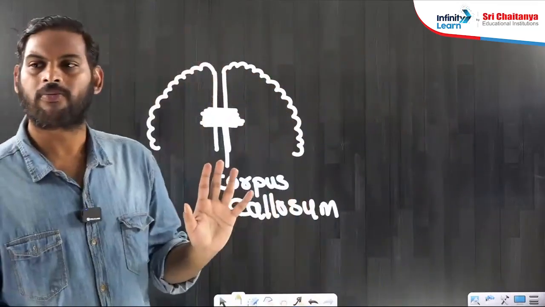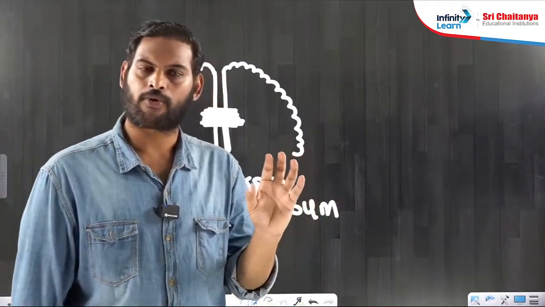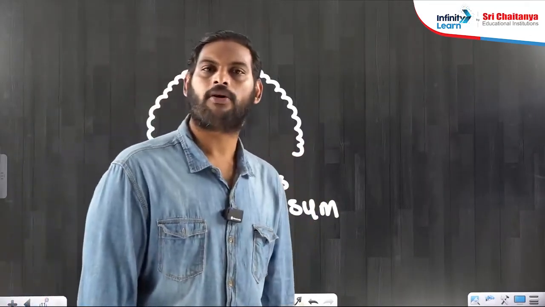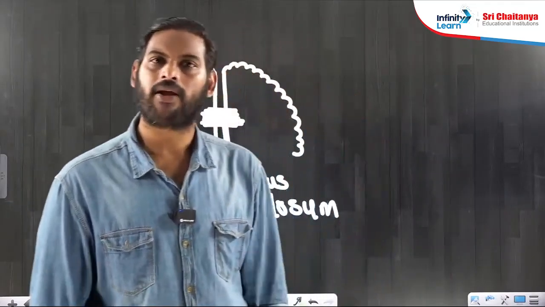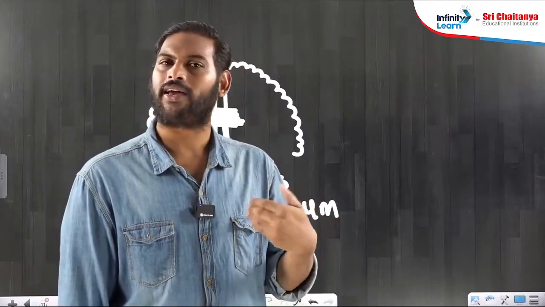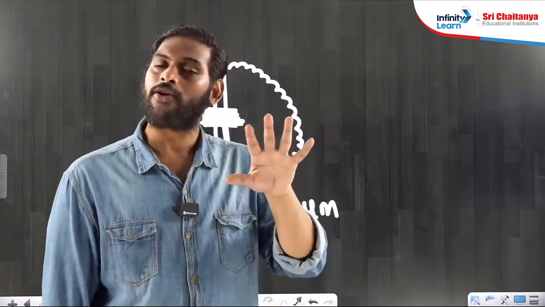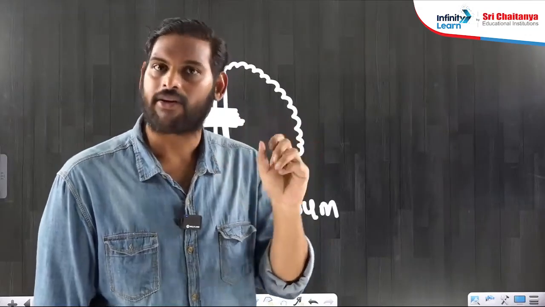Okay, so forebrain is about thought process, thinking process, analysis. Midbrain is about audio, video, visual inputs. And hindbrain is mainly about controlling your reflex actions, controlling digestion, controlling heartbeat, controlling respiration, and controlling involuntary activities.